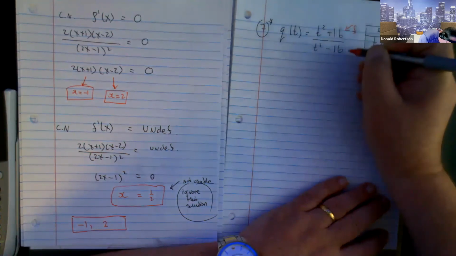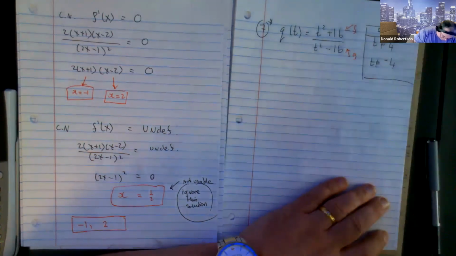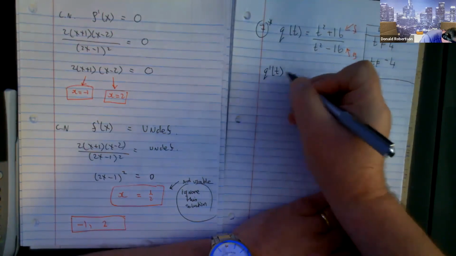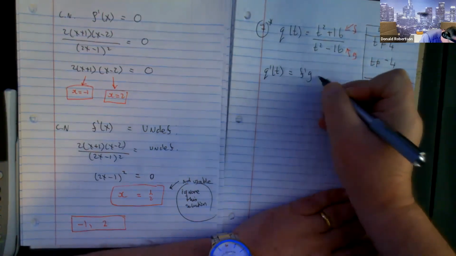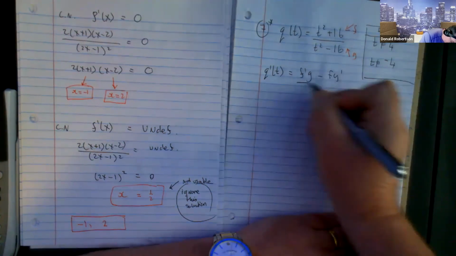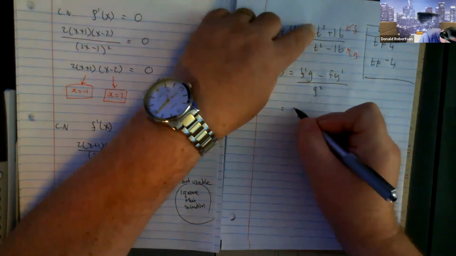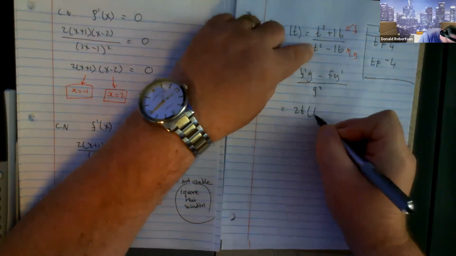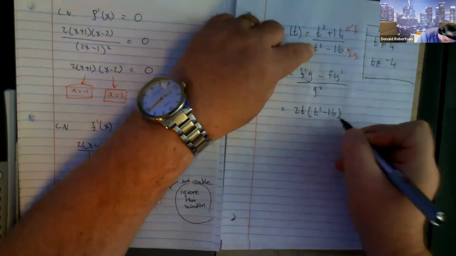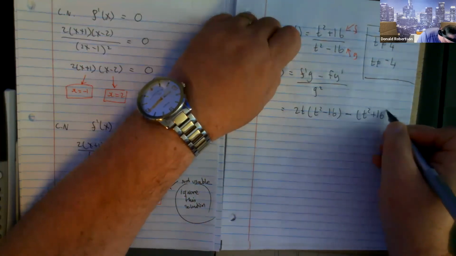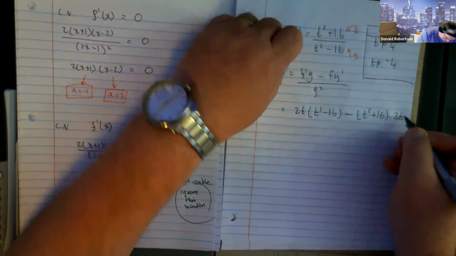Everybody today has been a rational function. That doesn't mean tomorrow any of them are going to be rational. But at least we're getting practice at the quotient. So you differentiate the top, you get 2t times this guy minus top guy times that guy.